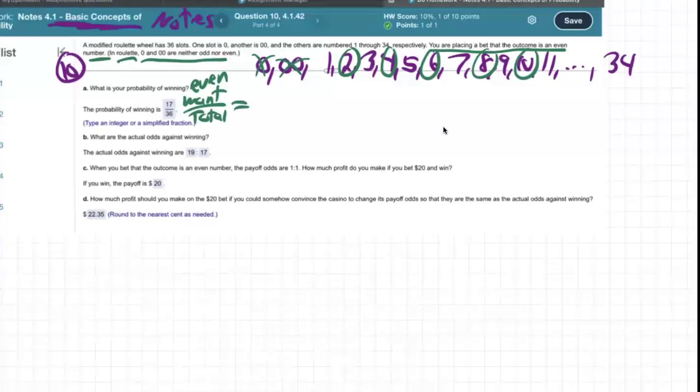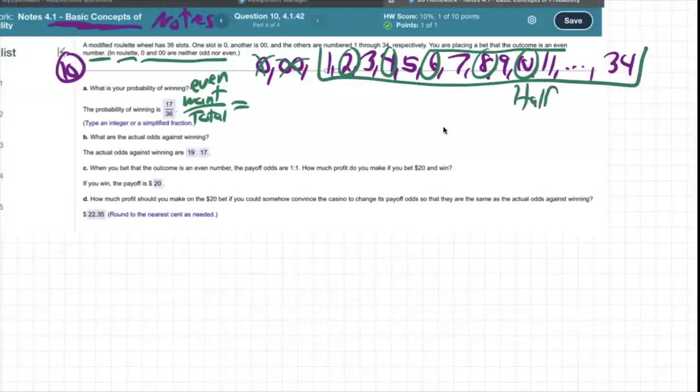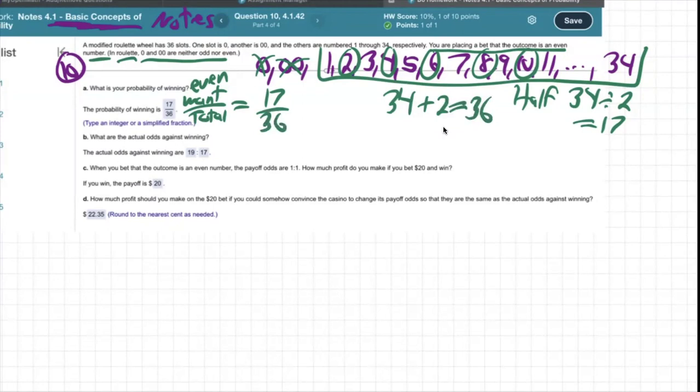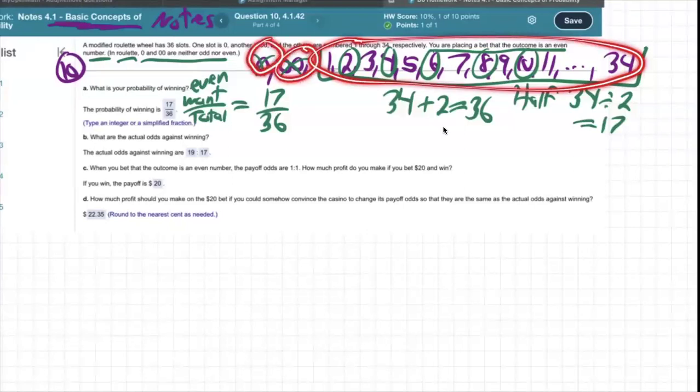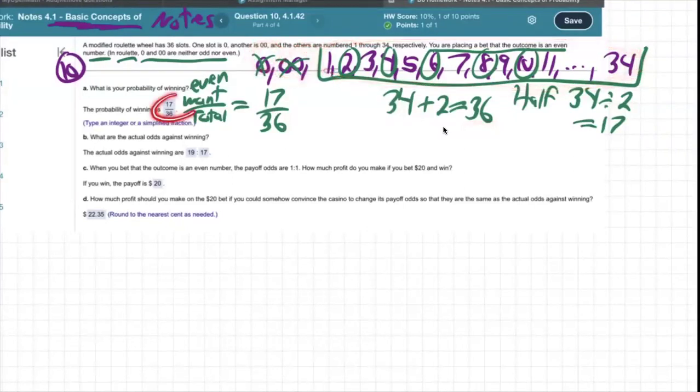Notice it's half of 34. So just divide by 2, 17 numbers. So 17 numbers are even out of how many total numbers? Well, there's 1 through 34 plus the 2, which is 36 total, because we have these 34 numbers plus the 0 and the double 0. So that's how I got 17 out of 36. They just want a fraction there.